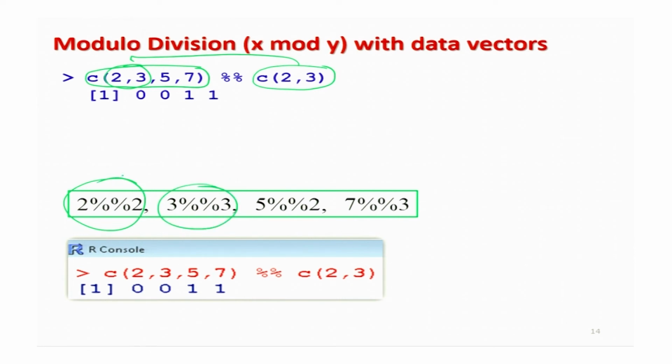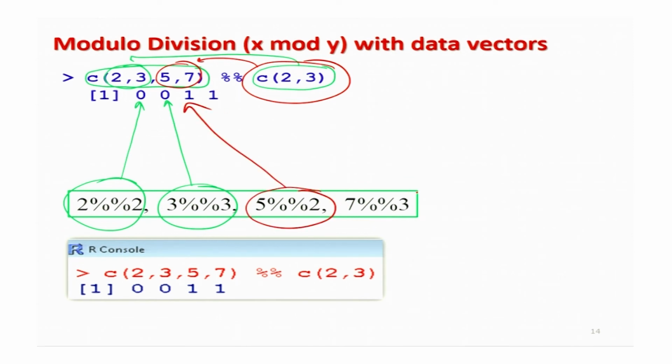And this will give you the answer: 2 divided by 2, remainder is 0, 3 divided by 3, remainder is 0. Now once again this 2 and 3 will come over here and they will be operated over 5 and 7. So now this will be 5 modulo division 2, the remainder will be 1, and then 7 modulo division 3 and the remainder will be 1. So once again you will get the values 0 0 1 1, and this is the screenshot. You can see that in this case also the modulo division works exactly in the same way as other operations.